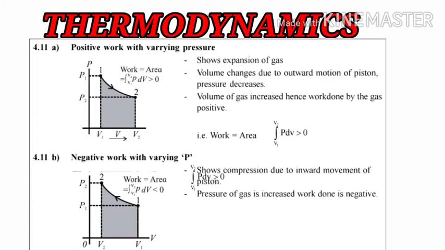Thus we can say the work done during this process will be the integration of P dV, which is greater than 0. The limit of integration is from V1 to V2, which means during the change of V1 to V2, the P dV work will be done, and it will be greater than 0. Thus this is the difference between positive work with varying pressure and negative work with varying pressure.